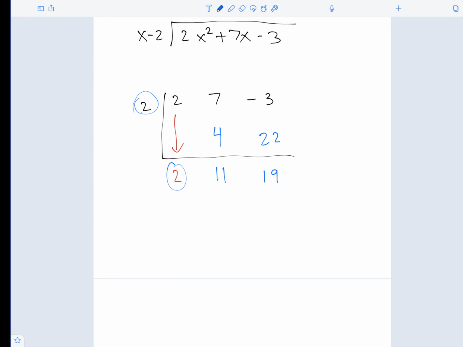So this leaves me with, this is the remainder, this is constant, this is x. This is going to leave me with 2x plus 11 plus the remainder. Now what is the remainder? The remainder is 19 over the divisor, the thing we're dividing by, x minus 2.